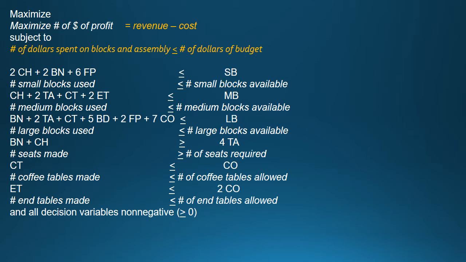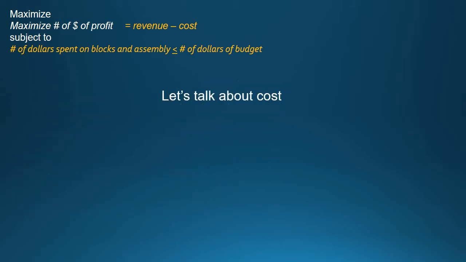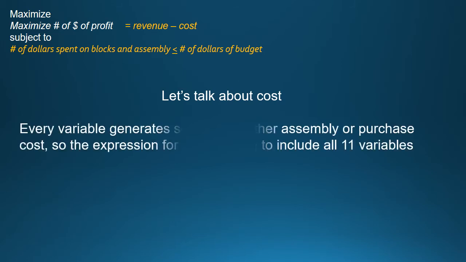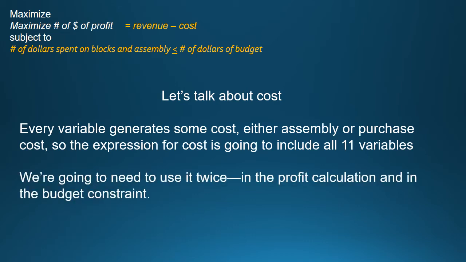So the objective and this first constraint are what we have to worry about. Let's focus for the moment on the constraint. We're talking about cost on the left-hand side. And a couple of things I'd like you to notice about it. First of all, the expression for cost is going to be kind of messy. Every time that we make something, every time that we buy something, we're going to generate a cost, which means that all 11 variables in our problem are going to appear in that cost expression. Even more, we're going to have to do it twice, because the cost will also be a part of the objective, as well as the left-hand side of the constraint.